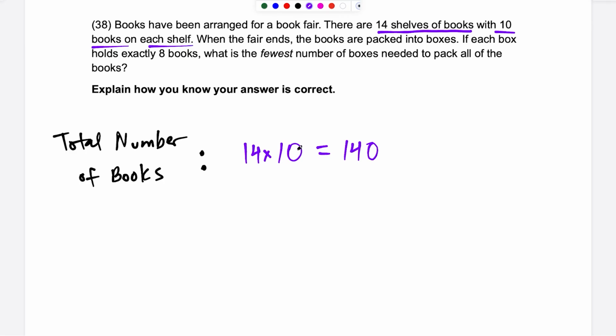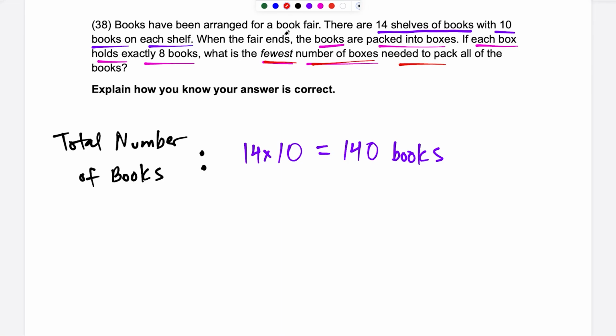So once again, there are 140 books in total. But now the next part of the question, we're told that when the fair ends, the books are packed into boxes and each box holds exactly 8 books. And the actual question here is, what is the fewest number of boxes? So I'll put this in another color. What is the fewest number of boxes needed to pack all of the books?